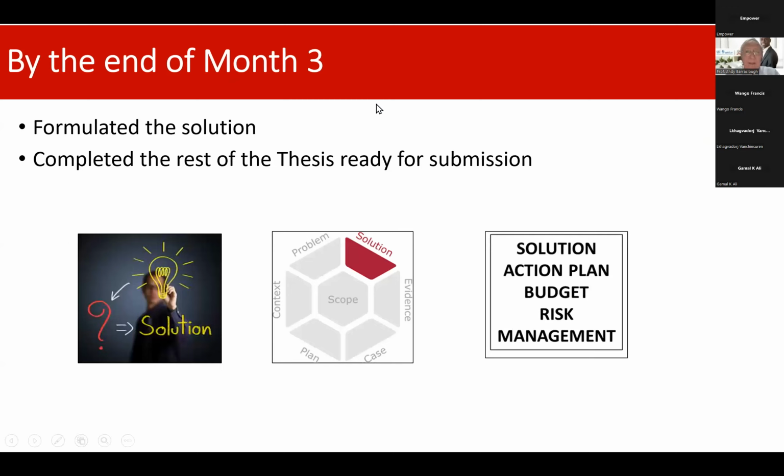So month 3, now you're going to formulate the solution. Try not to do it alone. You will, of course, formulate the solution first and then discuss it with colleagues or any other way that you think is a good idea. Then complete the rest of the thesis. So by the end of month 3, you should have proposed a solution. You should have produced an action plan, a budget, and a risk management assessment. And we'll explain those in a few minutes. Main point is that you've produced this Gantt chart of your timeline and you're monitoring with the mentor how well you're progressing.